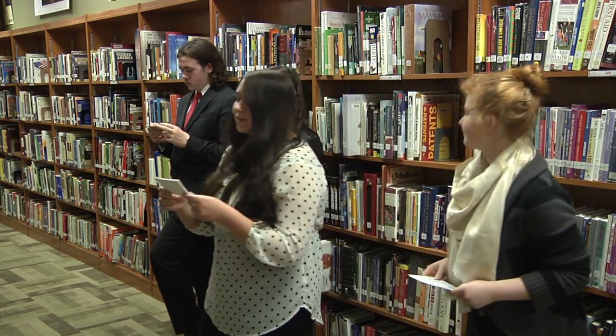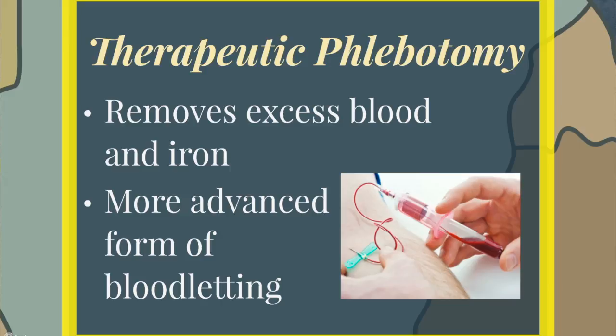Therapeutic phlebotomy is also a treatment procedure that removes blood and iron from the body. This is done by inserting a needle into the patient's vein and then letting the blood flow through a tube that leads to a bag. The patient would then need frequent blood tests to check the iron levels as the treatment continues.